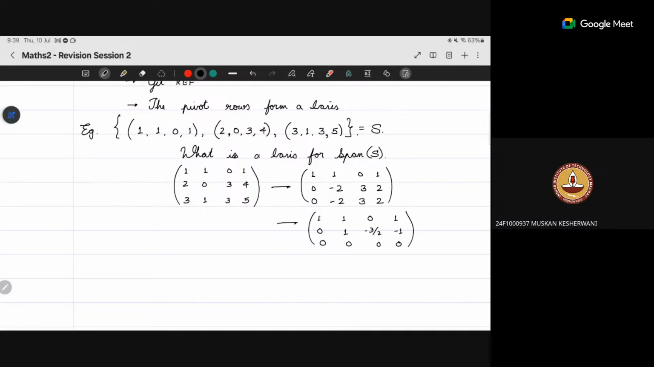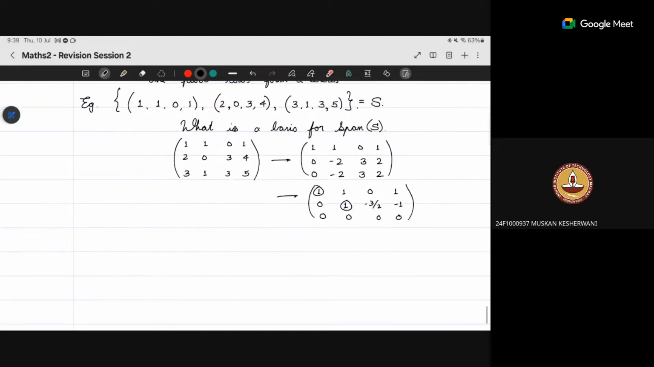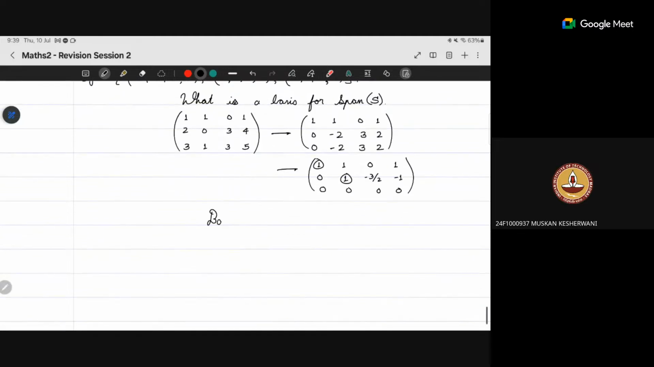So how many pivots are there? There are 2 pivots, so the dimension of span S is 2. A basis is a set, dimension is a number, and the basis is the pivot rows. So it is 1, 1, 0, 1 and 0, 1, minus 3 by 2, 1. So this is a basis for span S.